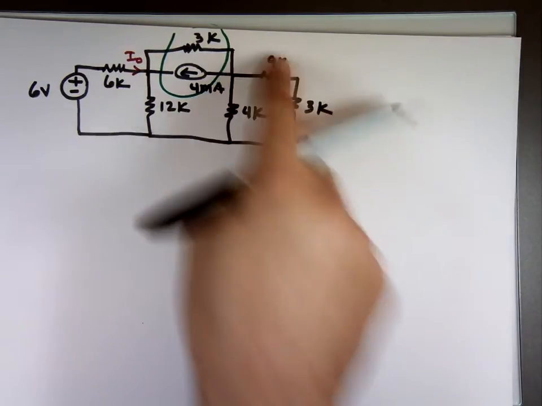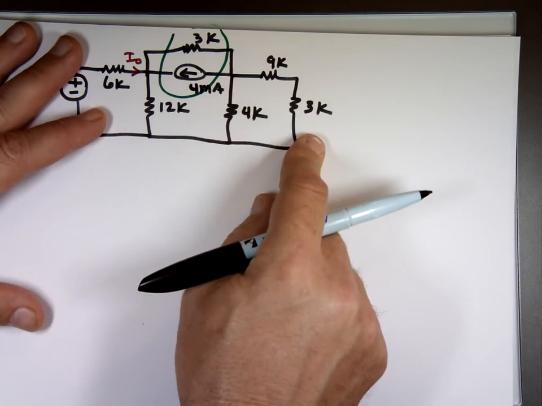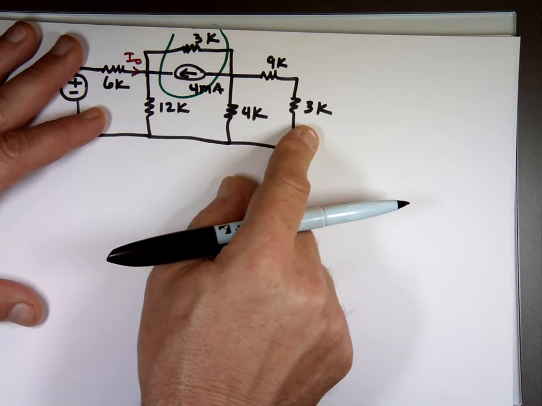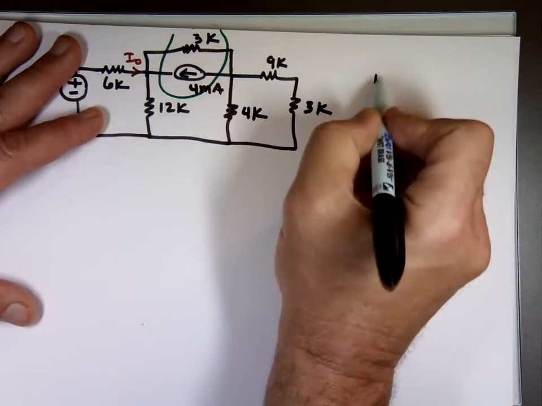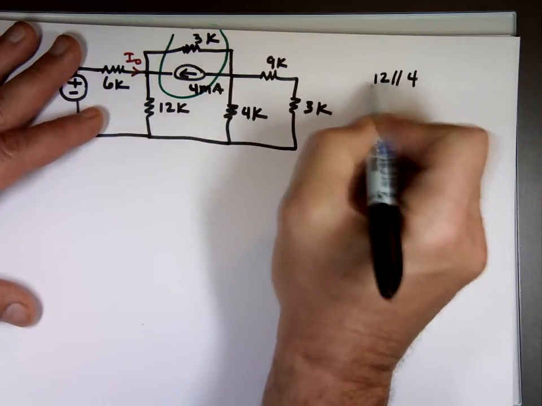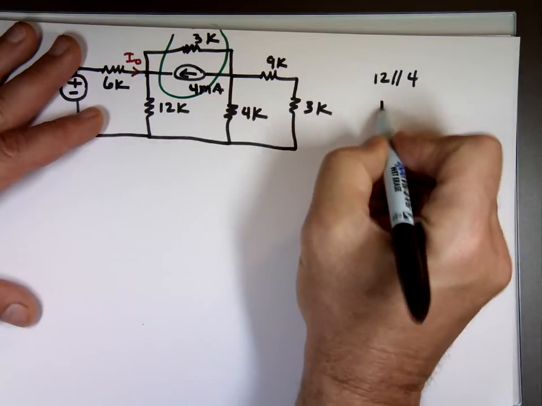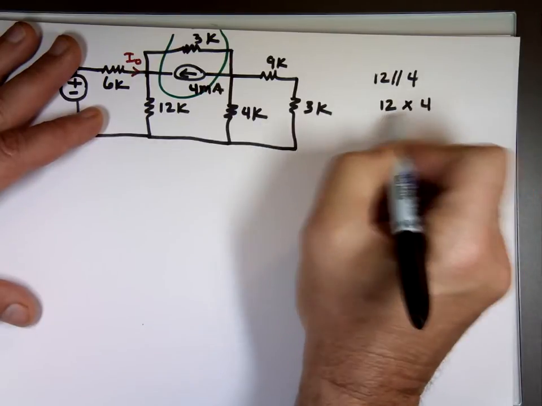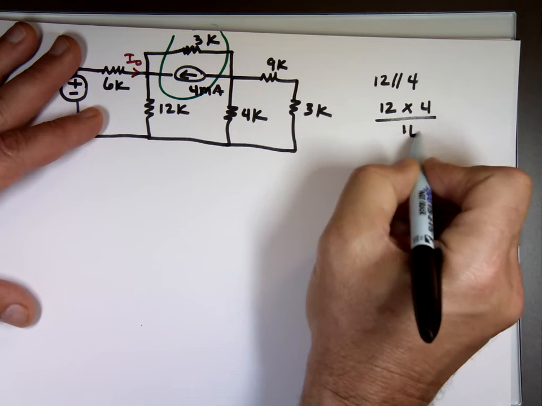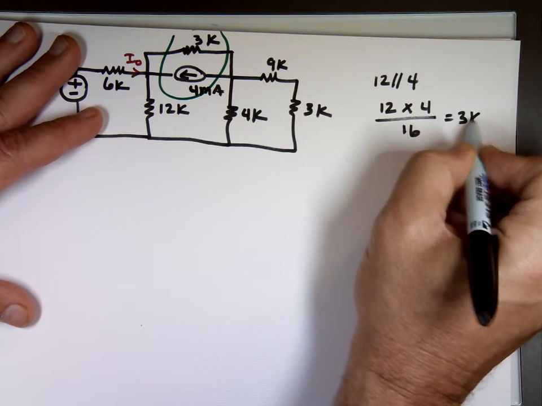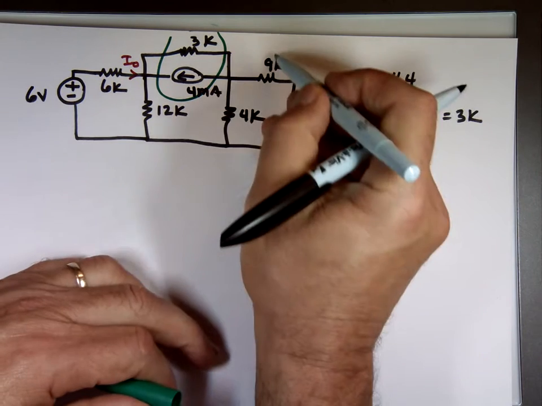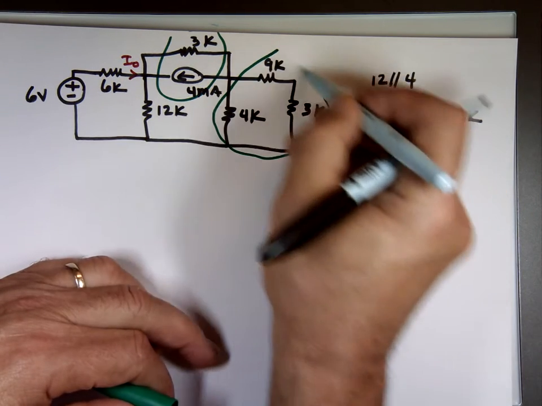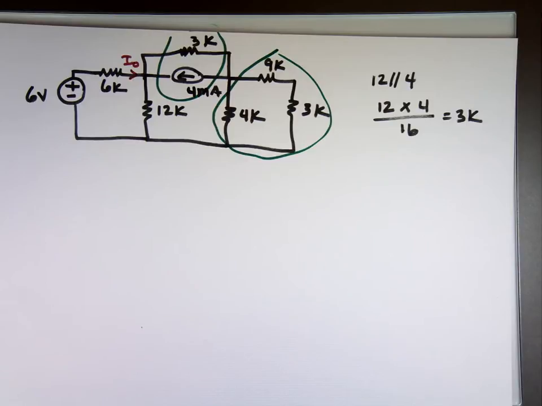Now first I can take these two resistors and combine them into what? 12. So I have 12 in parallel with 4, right? So what is 12 in parallel with 4? That'll be 12 times 4 divided by what? 4 and 12, 16, and that's 3K. So these three resistors combine here, these three combine will be equivalent to 3K.